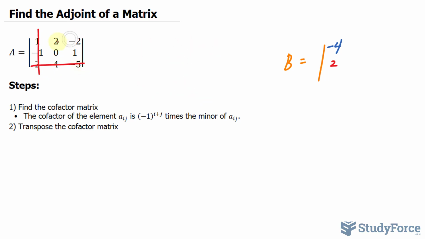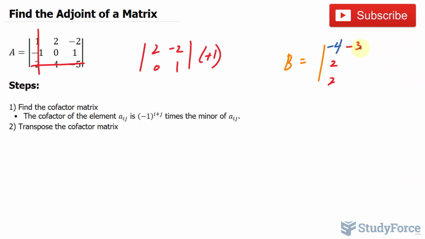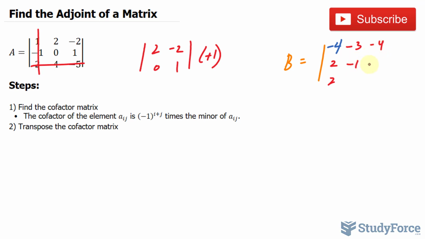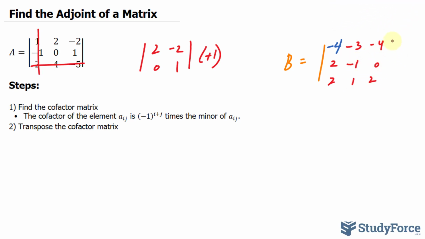This leaves me with the minor matrix of 2, -2, 0, and 1. Multiply that by -1 raised to the power of 1 plus 3, which is 4. That makes that positive. So just pretend that that's +1. Finding the determinant of this, 2 times 1 is 2, minus the product of these two. So we end up with 2. The rest of the elements should be -3, -4, -1, 0, 1, and 2.